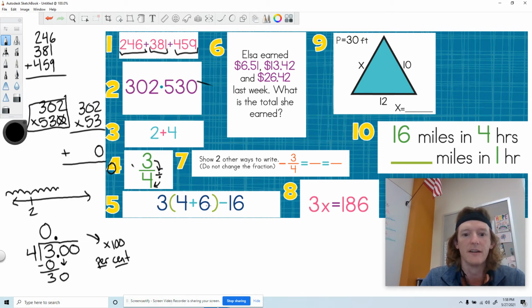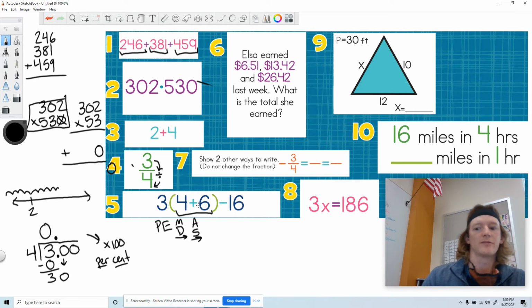Number 5, this is an order of operations problem, so you need to do parentheses first. That'll be the 4 plus 6. We don't have any exponents. Then you need to do multiply and divide, depending on which one comes first, left to right, and then you need to add and subtract, again, left to right. So this is our PEMDAS that we've talked about this year, or we will talk about.